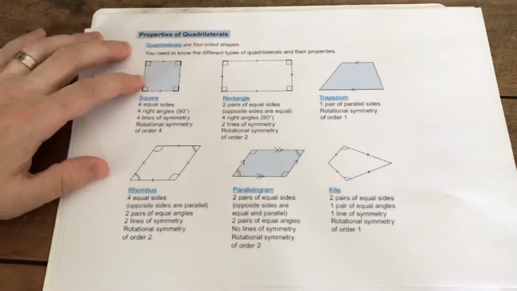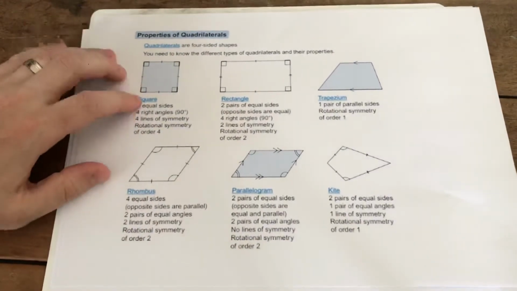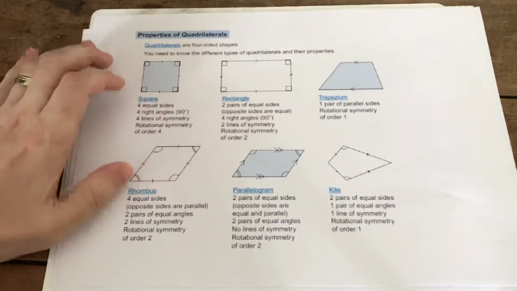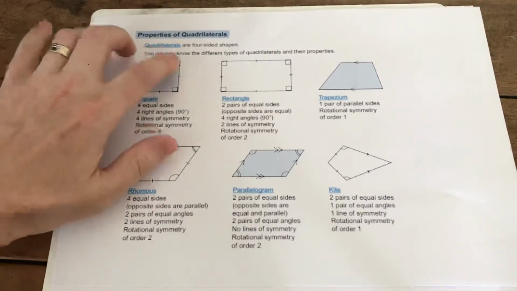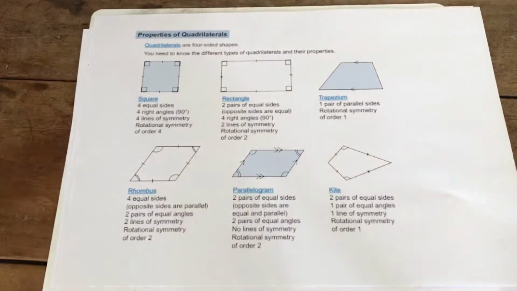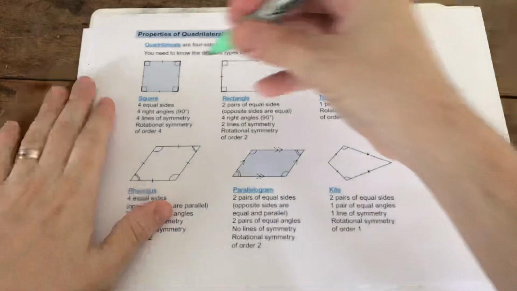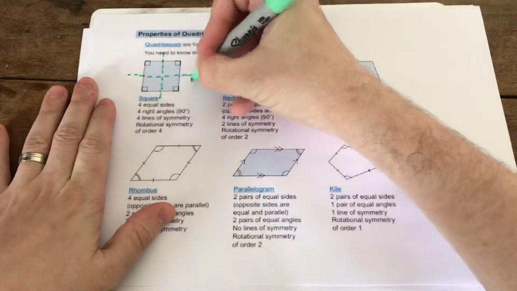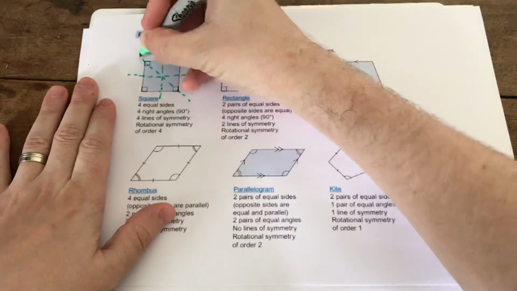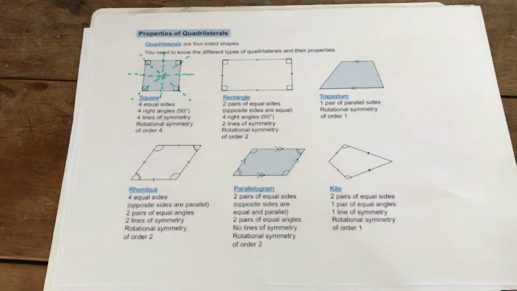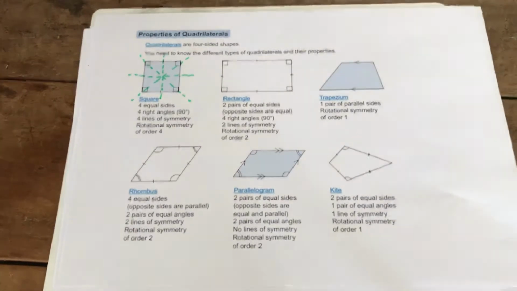So if we have a look here, this is a square. A square has 4 equal sides. That means that all of the sides are the same length and all of their angles are always 90 degrees. A square has 4 lines of symmetry. That means that if I used a mirror to reflect that, you would find 4 lines of symmetry across it. It also has a rotational symmetry of 4.